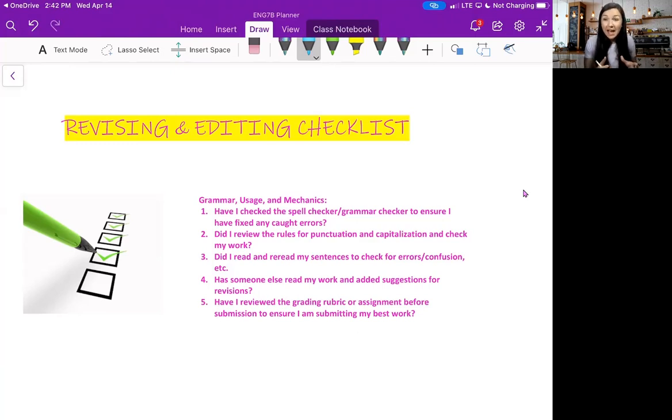So check for that. Then, has somebody else read my work and added any suggestions or revisions? This could be a friend, a sibling, a learning coach, a peer. It's always good to have a second set of eyes on your paper. And 5, have I reviewed the grading rubric or assignment details before submitting to ensure I'm submitting my best work? Oftentimes, in order to know how you will be graded, you can take a look at the rubric. Rubrics that are attached to the assignments will give you great detail on what your teacher will look for when grading your assignments.